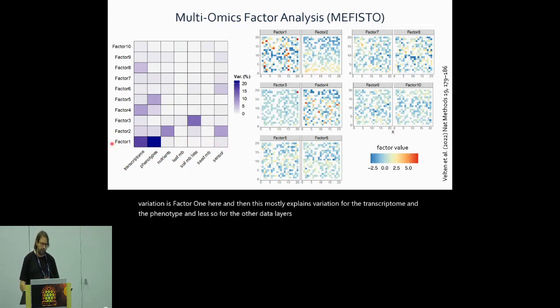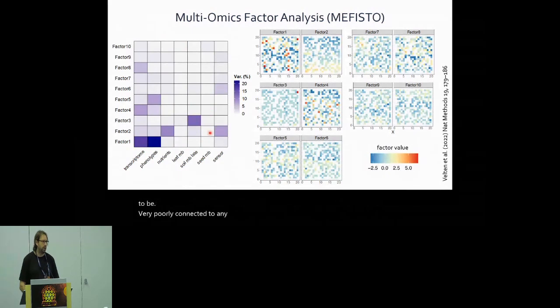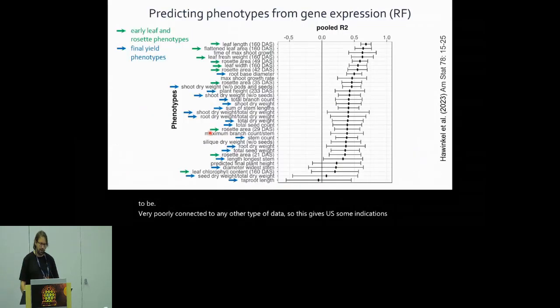So we can already anticipate from this that the transcriptomes that we generated in the fall will be most predictive of the phenotypes that we get in spring. Some of the other data layers, like the leaf microbiome and the seed microbiome, seem to be very poorly connected to any other type of data. So this gives us some indications about what to expect.